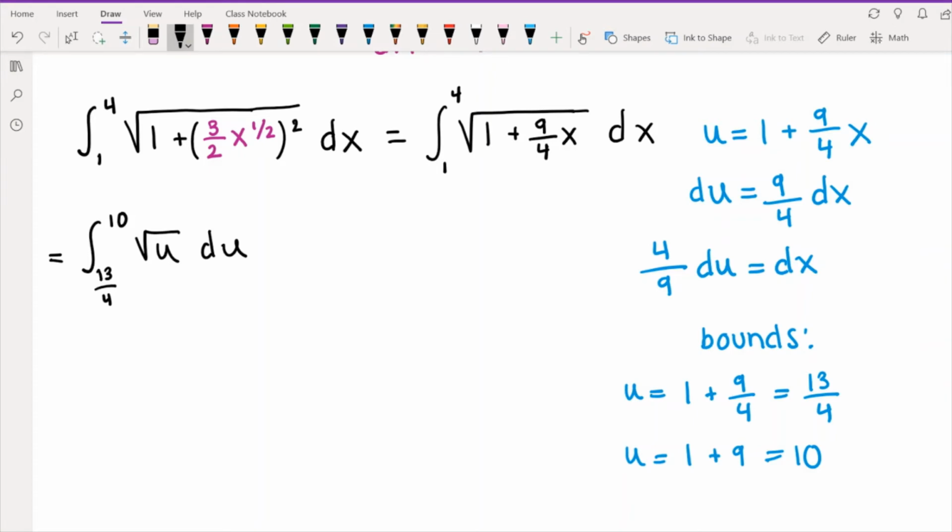And so the antiderivative of square root of u is going to be, so we have u to the 1/2, so we add 1 and we get u to the 3/2. And then we take the reciprocal, and that's 2/3, and we're evaluating this at 10 and at 13 over 4. And I'll save you all the computation of writing that out. You can do that in your calculator, and basically you'll get approximately 7.634.